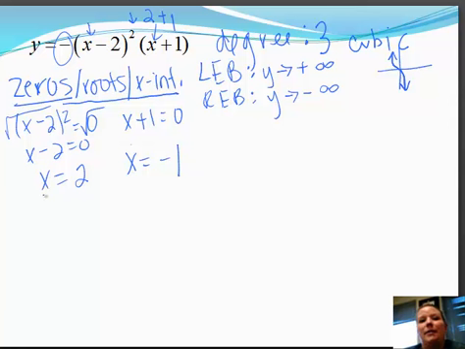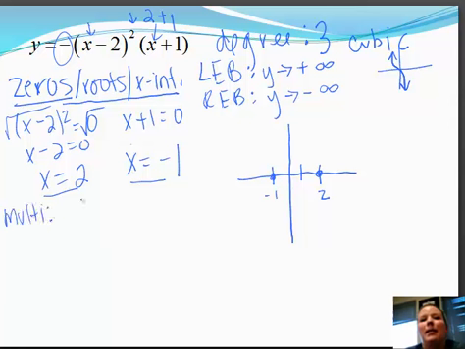Now, once you have the zeros, you have a better understanding of what your graph's going to do. So I can go ahead and start sketching the information onto my graph. It's going to cross at negative 1, and it's going to cross at 2. Now I need to figure out what's going to happen. Is it going to cross the x or is it going to bounce at the x? And that's determined by the multiplicity. So multiplicity is how many times the number or the root occurred in the original function. So 2, because it was squared, is actually occurring twice. So the multiplicity is 2. Negative 1 only occurred once, so the multiplicity is 1.